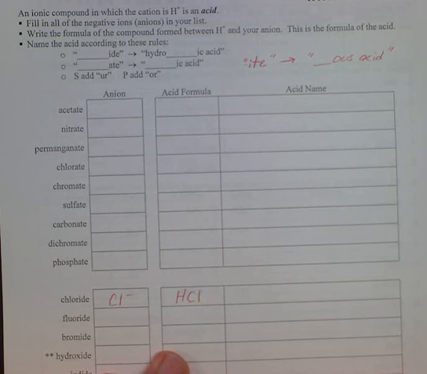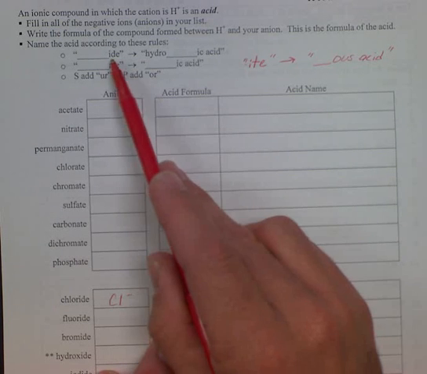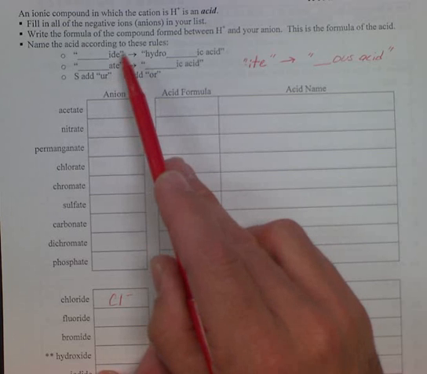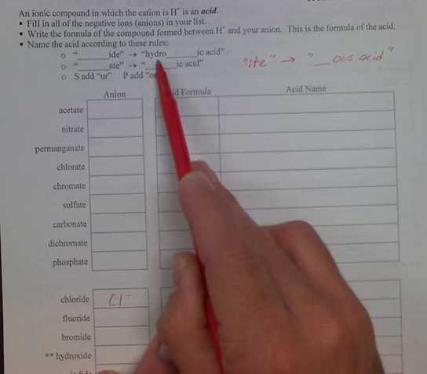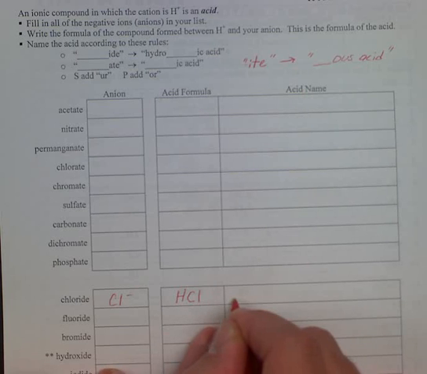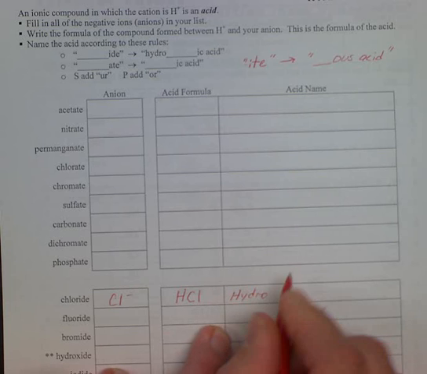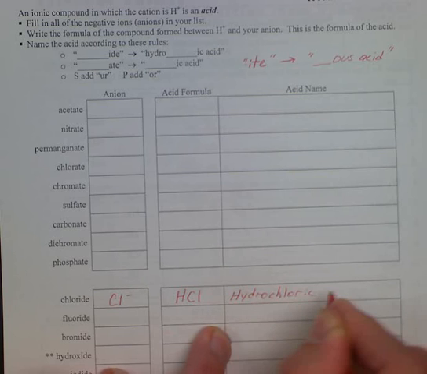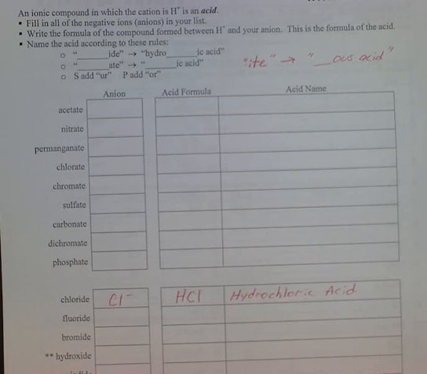Now the name, since chloride ends in IDE, what I'm going to do is write the hydro prefix and then the root name of the anion, which will be chlor, and then ic. So this becomes hydrochloric acid. Well, we've used that a couple times in the lab already, but that's why we name it hydrochloric acid.